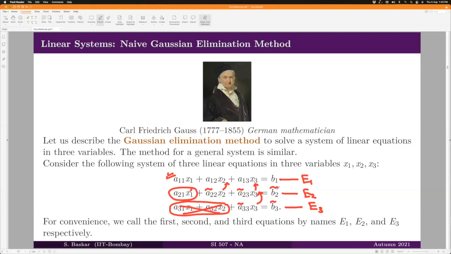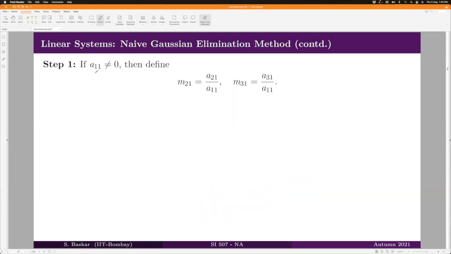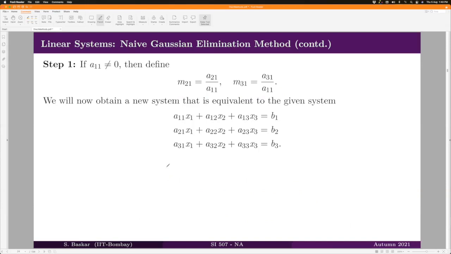Let us give the expressions more precisely. As long as the first coefficient of the first equation is not equal to 0, you define the new quantities m21 and m31 like this. And now we will obtain a new system which is equivalent to the original system given to us.